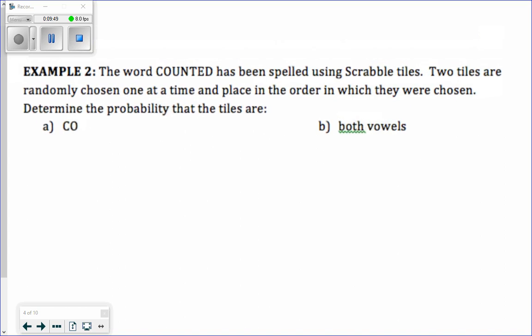Okay. The word COUNTED is spelled using Scrabble tiles. As soon as you see that, you should be thinking in your head, arrangement. Arrangements mean permutations, right? Because you're going to rearrange those letters of the word COUNTED. 2 tiles are randomly chosen one at a time and placed in the order in which they were chosen. So here, the order matters.